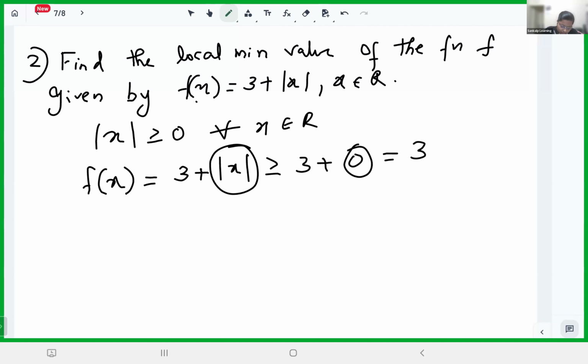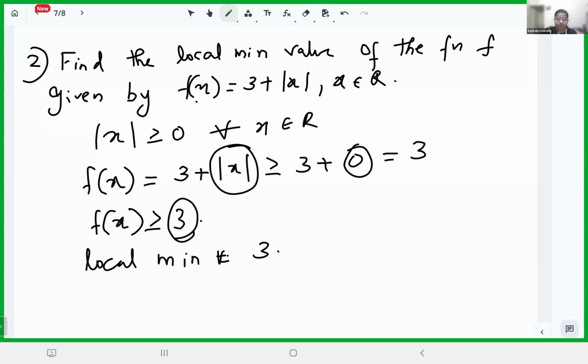From this, what can we understand? That is, f(x) is always greater than or equal to 3, isn't it? Which means, what is the minimum value of this particular function? It is 3. 3 is the minimum value. For any other x values, the function f(x) is greater than 3, which means f(x) = 3 is the minimum value of the function |x| + 3. Okay, so what is the local minimum value? Local minimum value is nothing but 3.